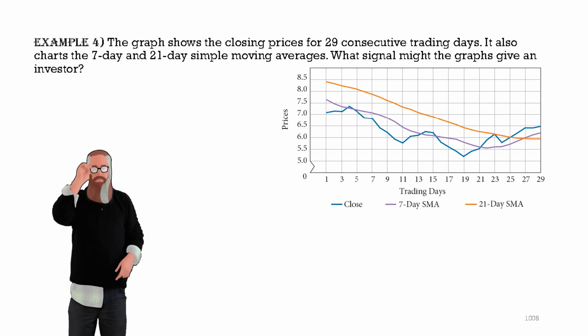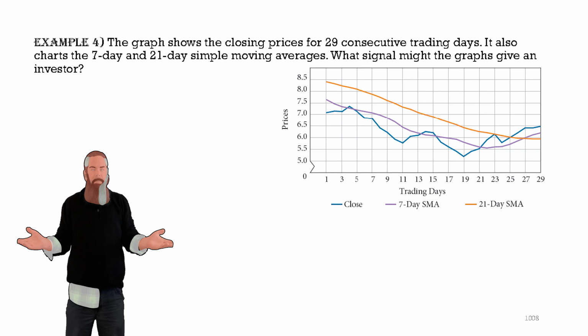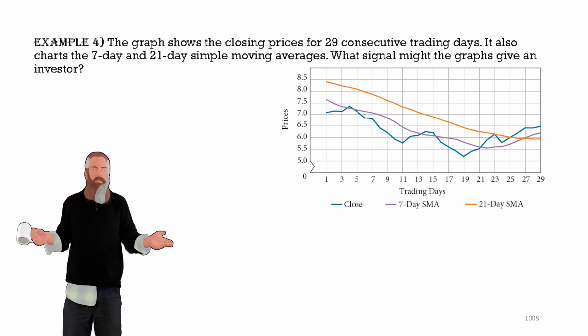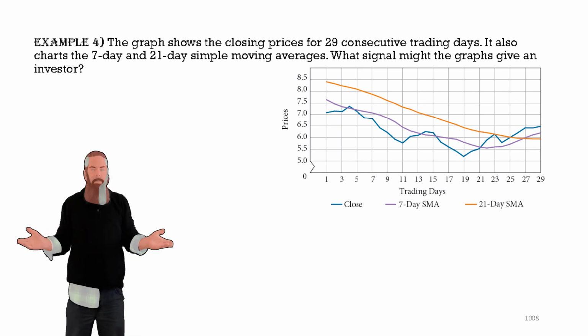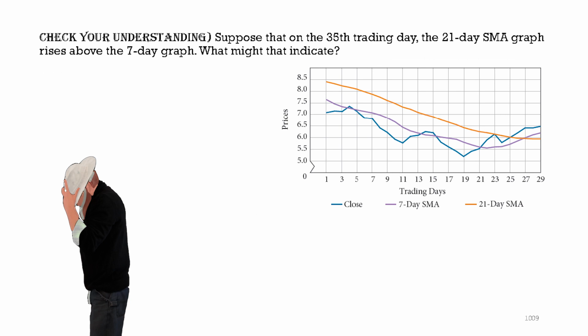What signal might the graph give an investor? The crossover occurs on the 27th day. The fast-moving average graph rises above the slow-moving average graph, giving a signal to consider buying the stock. Let's check our understanding of this.